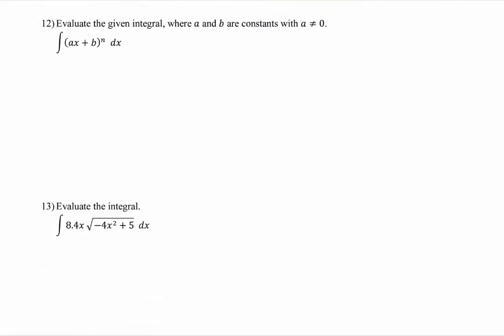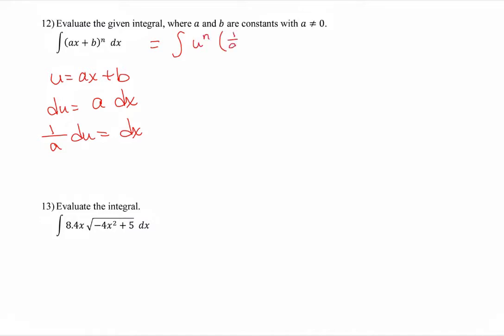Now, let's go here. So I'm going to let u equals ax plus b. So du equals a dx. So 1 over a du equals dx. Substitute. So I have the integral of u to the n times 1 over a du. Reorder. So I have the integral of 1 over a u to the n du.